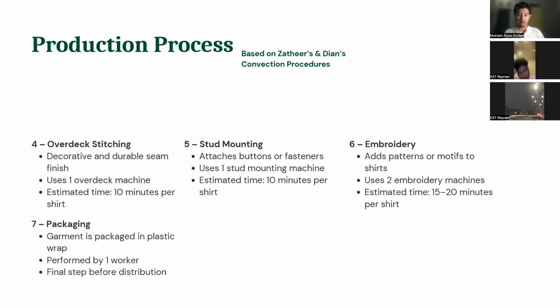with an estimation of around 10 minutes per shirt. After that, we move to the embroidery, where we add the pattern or motif to the shirt, with an estimation of around 15 to 20 minutes per shirt with two embroidery machines. And the last is the packaging.